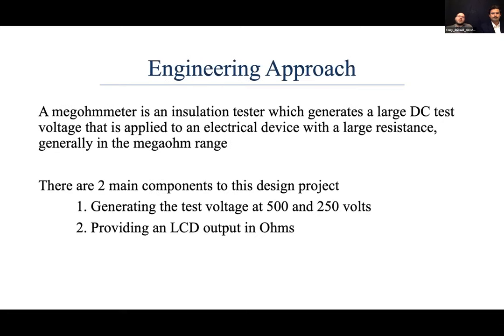So just to begin our engineering approach, a general overview of meggers as a whole again. They are in essence just a power supply which generates a high DC voltage. That DC voltage is then applied to the insulation, and a measurement circuit measures that resistance and displays it to you. That determined the main components of our project. The first step was to generate the test voltage, and the ones we chose were 500 and 250. The second step was measuring the resistance of the insulation and displaying it on the LCD.